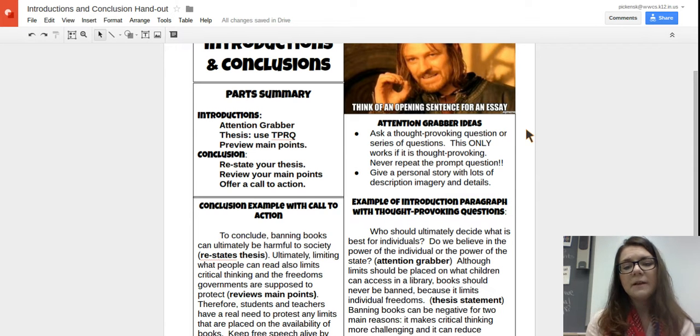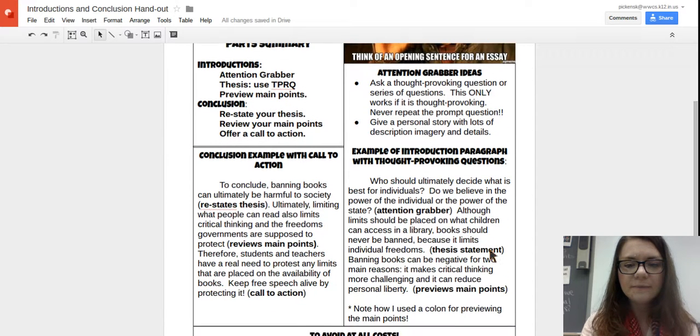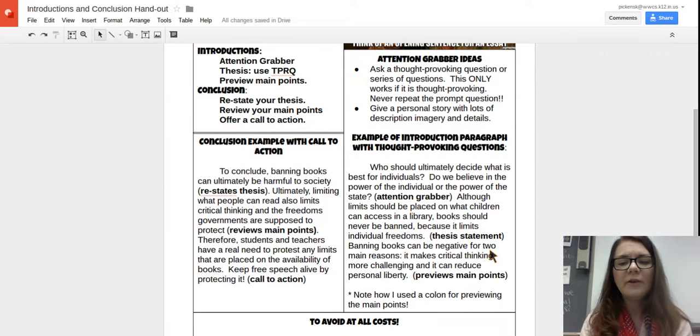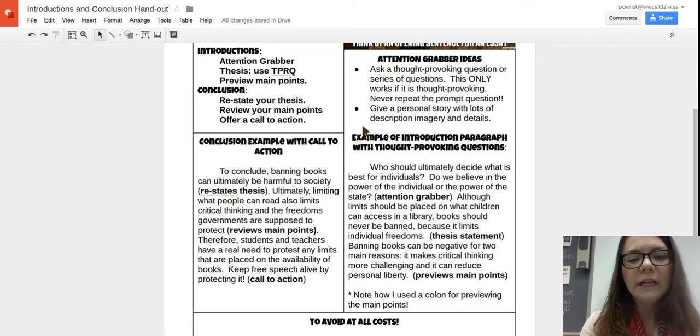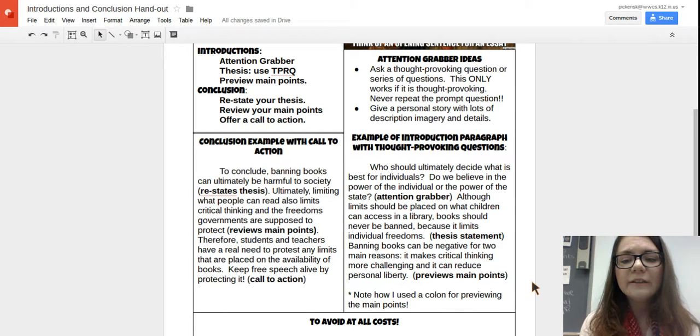Okay, so let's look at an example of this, and this is an introduction I wrote about banning books and whether we should ban books. Okay, so my attention grabber here, and we're on the right here. Who should ultimately decide what is best for individuals? Do we believe in the power of the individual or the power of the state?